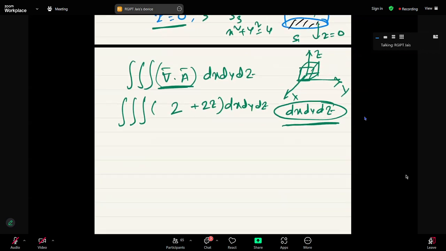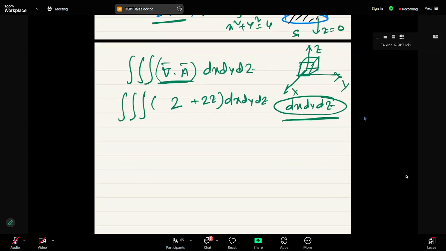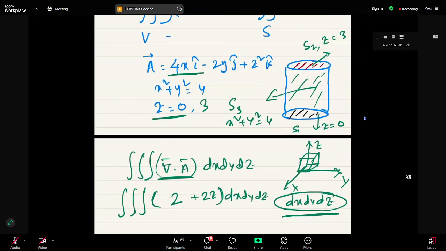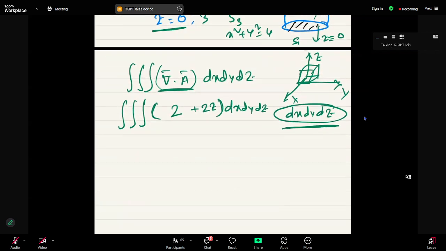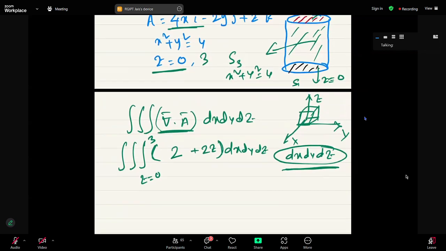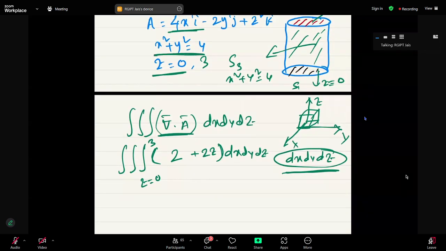And for dx, dy, dz, what will be the limit now? So that is the important point. How to find the limit in this case? For z, I already told you, z goes from z equal to 0 to z equal to 3. And for y, it is given by x square plus y square equal to 4. So the y lower limit is minus root over 4 minus x square, and the upper limit is root over 4 minus x square. And the x limit will be minus 2 to plus 2.